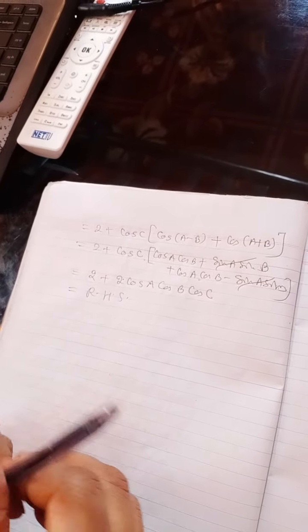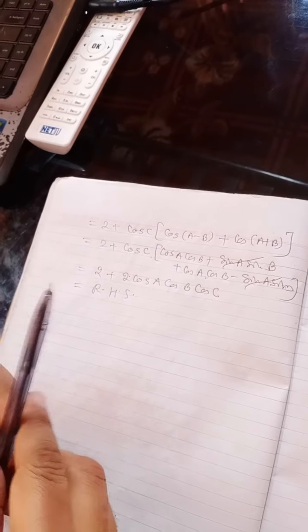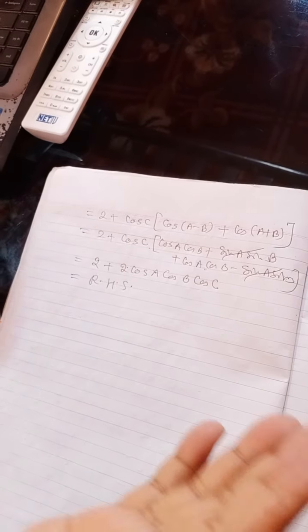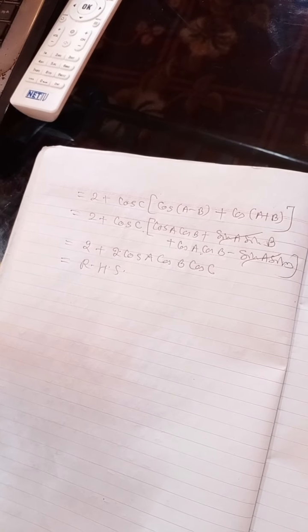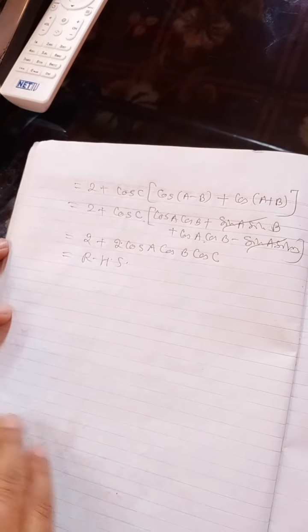Like this, conditional trigonometric identities also can be proved by using the formulas which we discussed here initially at the beginning.